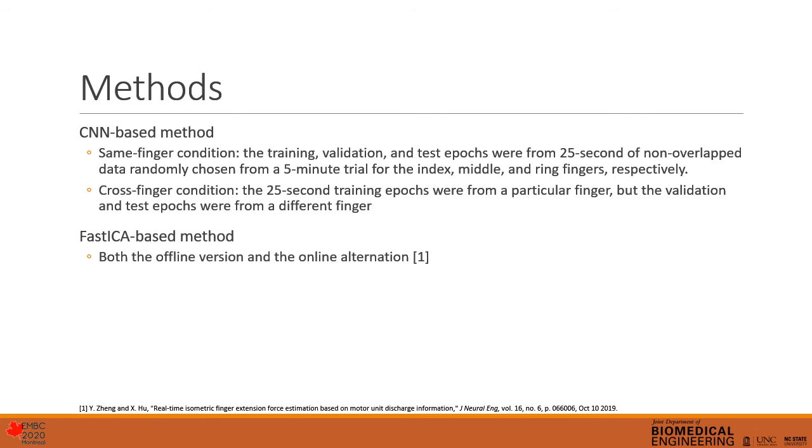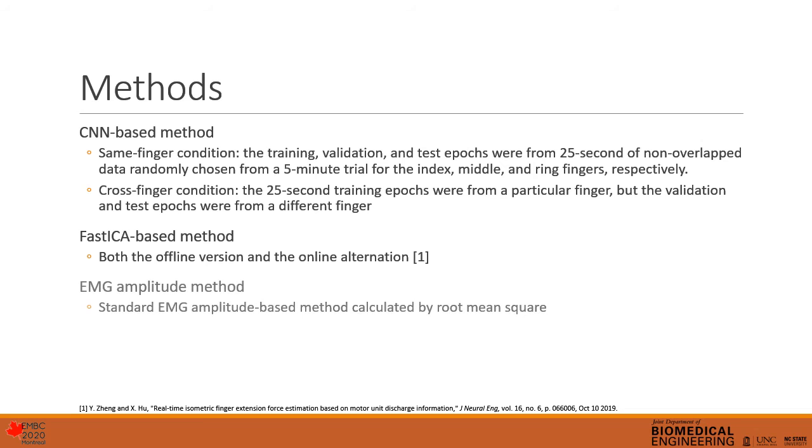We compared our method with two different approaches. First is the fast ICA-based method. The firing event training of a single motor unit was obtained through spike sorting, in both offline and online manner. We also compared with the standard EMG amplitude-based method, which was obtained as the root mean square of the EMG signals. The criteria was the correlation coefficient between the measured force and the estimated force by three methods.